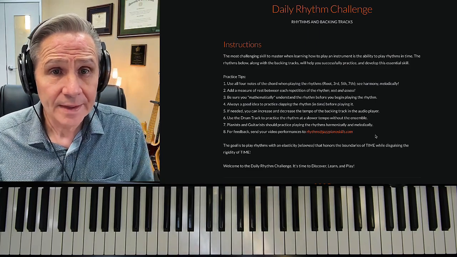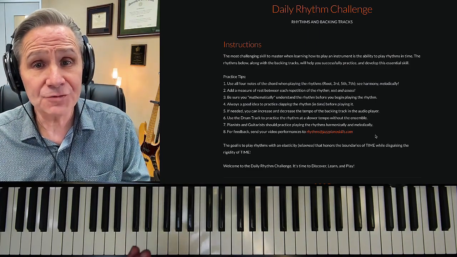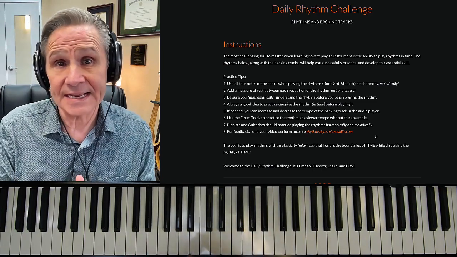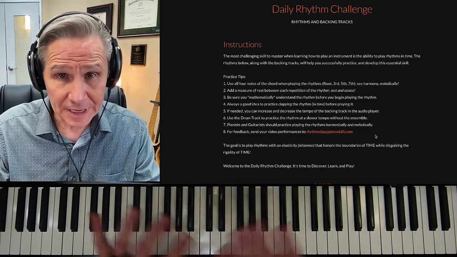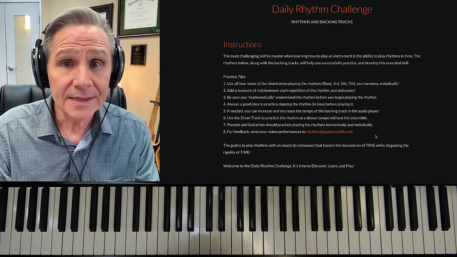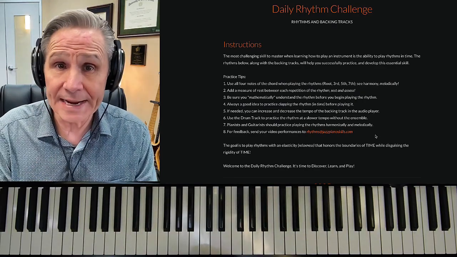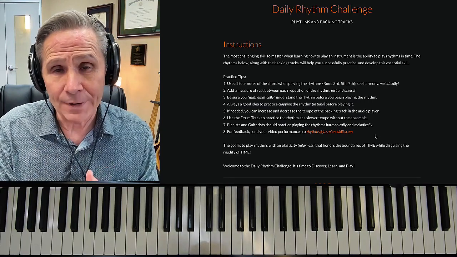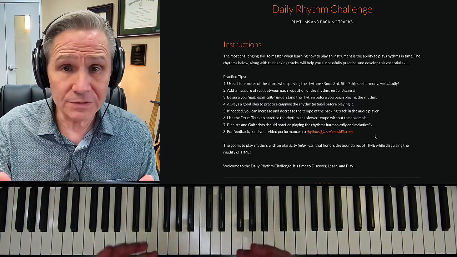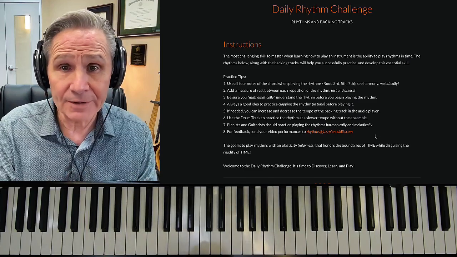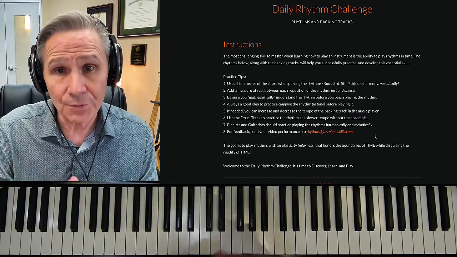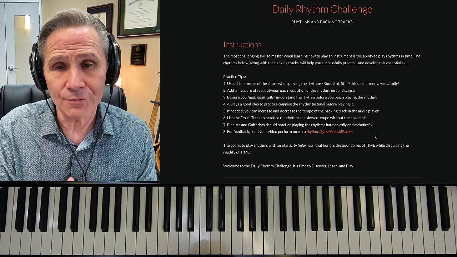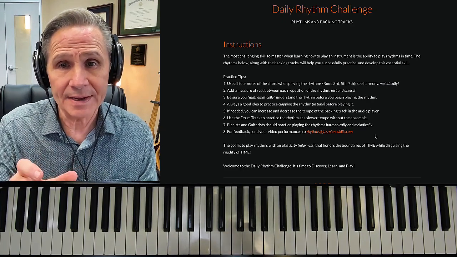Number two, add a measure of rest between each repetition of the rhythm. And I'll demonstrate this here shortly. I call this rest and assess, right? So you play the rhythm, you chill out for a measure, play it again, chill out for a measure. That measure of chilling out is what I call rest and assess, your ability to kind of grade yourself, if you will. What was good, what was bad, what was ugly, what needs to be modified, what needs to be changed the next go around. So it's really important to have that measure of rest between each rhythmic attempt.